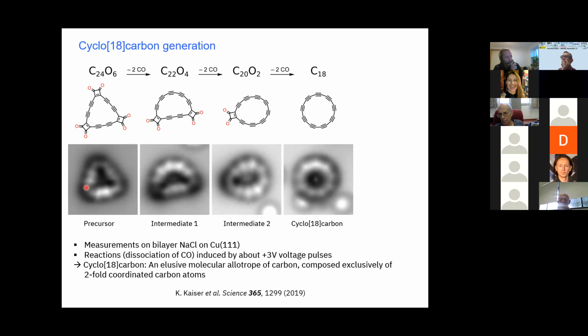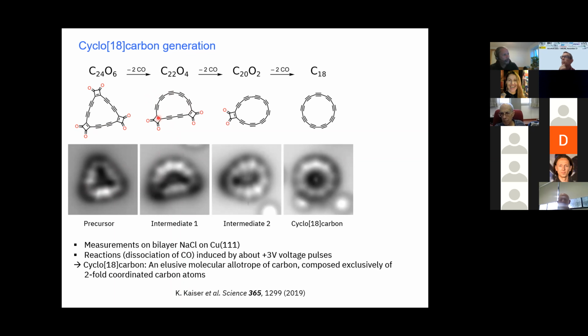And now this experiment is done on a double layer of salt on a copper surface, which is very inert. So here you can make very reactive molecules and they will not form bonds to the substrate. And now by voltage pulses, Katharina Kaiser did this experiment. She dissociated these CO groups.